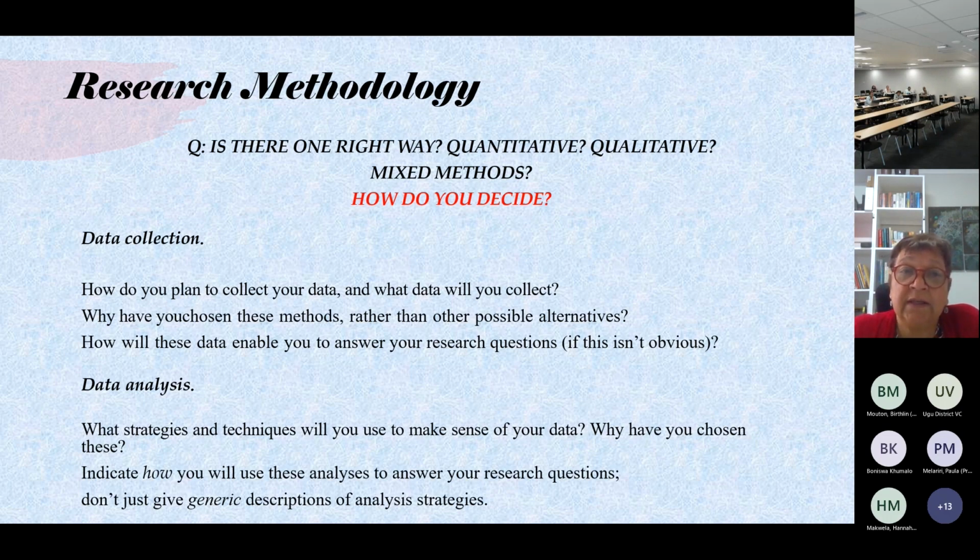What informs your research methodology? How you decide what to do has got to be linked to what it is that you want to find out. And so it goes to the issue of data collection. How do you plan to collect the data that will answer that question? Sometimes it's not a survey that's going to get you those answers. It means interviewing people, because there are only particular people who have experienced the particular phenomenon that you are studying. And so you have to decide, what data will you collect? Why have you chosen these methods is something you're going to have to answer in relation to that research question rather than other possible alternatives. And how will the data that you collect enable you to answer the research question, if this isn't already obvious?